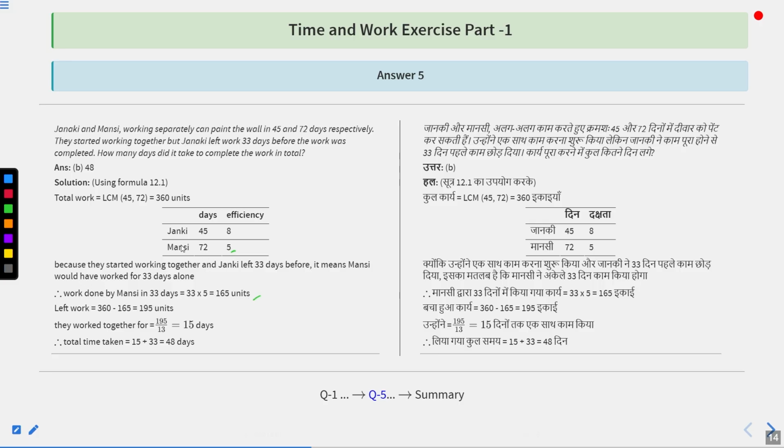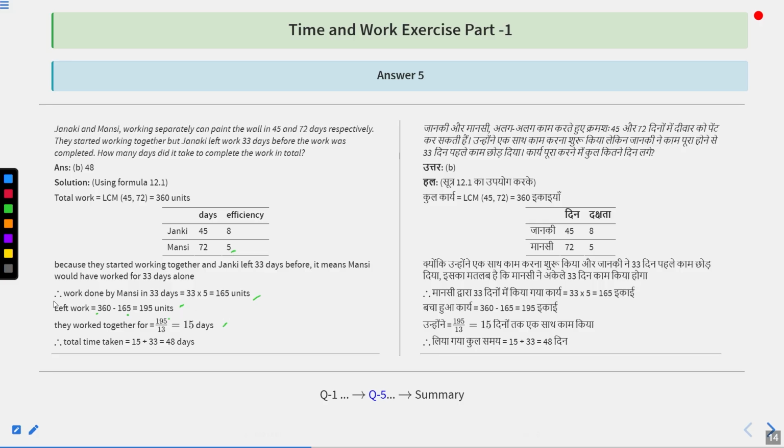The total work was 360. So remaining is 360 minus 165, done by Mansi. So 195 units is the remaining work, and this work was completed by Mansi and Janki together. That means they worked together for how many days? Work upon efficiency of both, that is 195 upon 8 plus 5, which is 13.